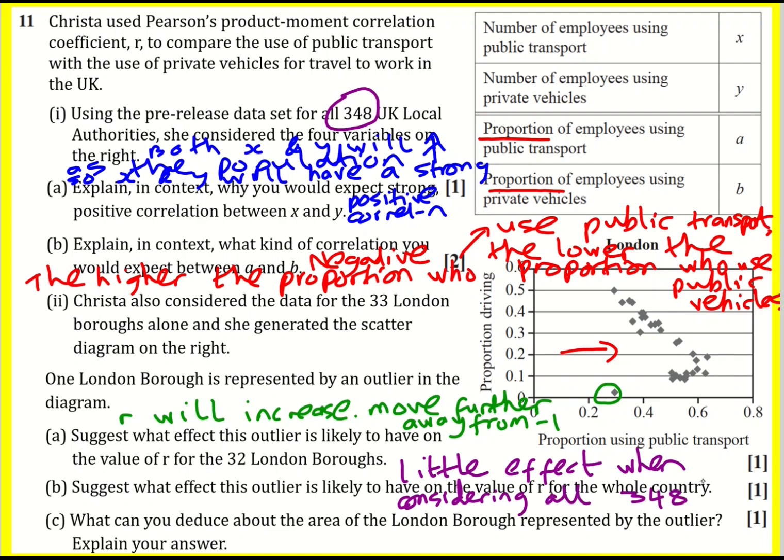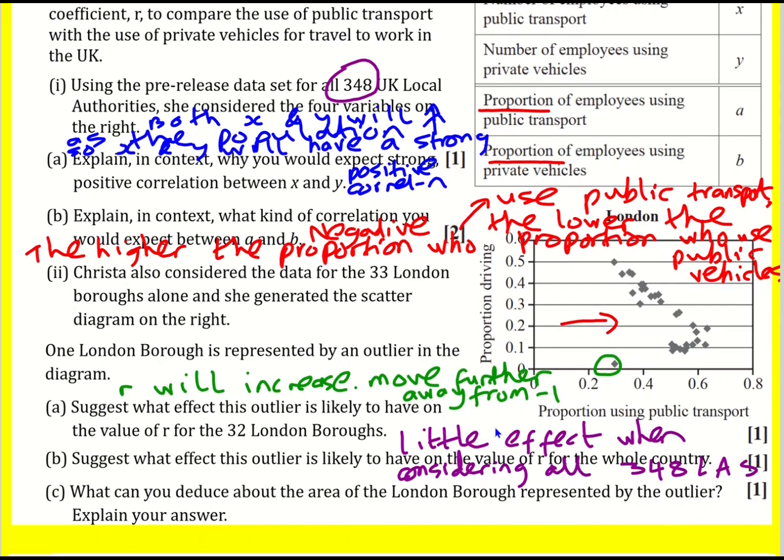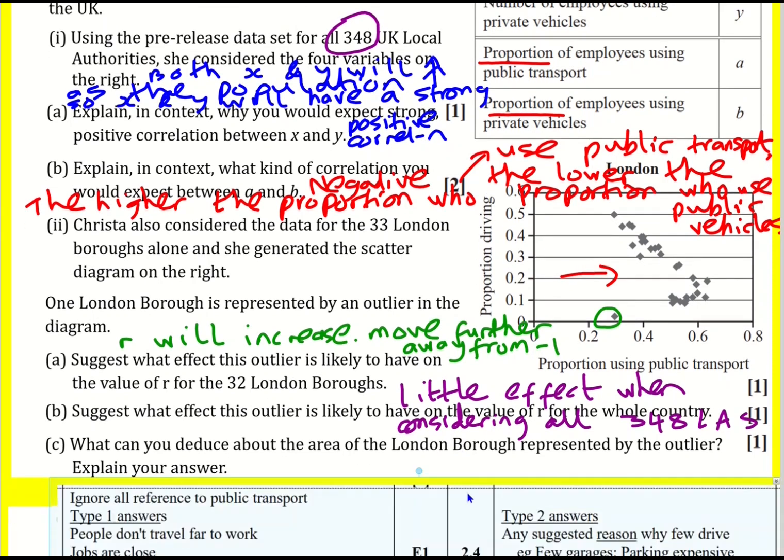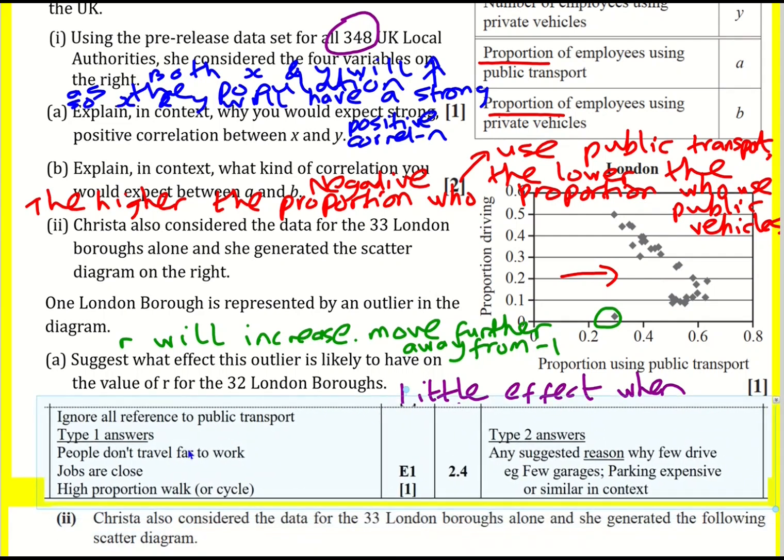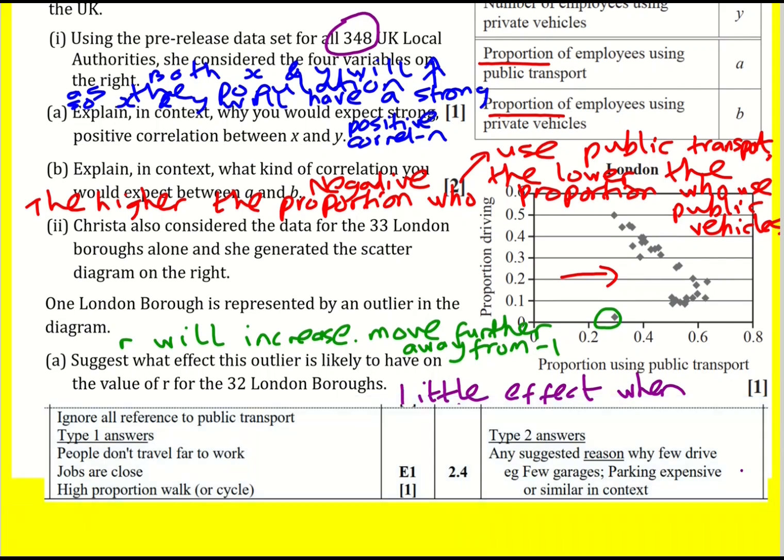all 348 local authorities. What can we deduce about the area of the London borough represented by the outlier? Explain your answer. I thought it actually meant the size of the borough, so I said it's probably going to be small because there's a low proportion of people driving. They may be close to work or something. That's okay to say, but the mark scheme doesn't actually mention size. It says people don't travel far to work, jobs are close, high proportion walk or cycle, or type 2 answers: any reason why few people drive, few garages, parking expensive, or similar in context. Well done.